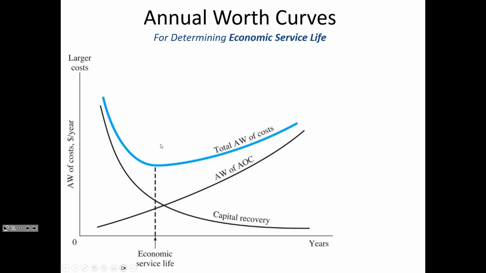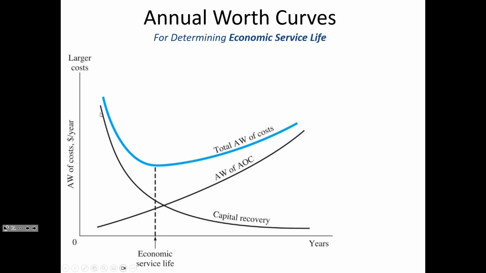So the economic service life is the number of years associated with the minimum cost. How long should you own something? You should own it for as long as associated with the minimum of those two things added together. This blue line is the sum of the capital recovery costs plus the annual operating costs. That's why it starts high, because if you just own a car for 1 year, you're going to have a lot of depreciation.